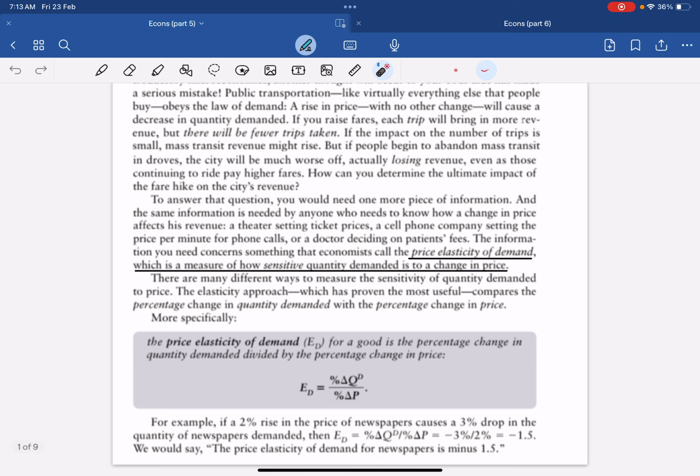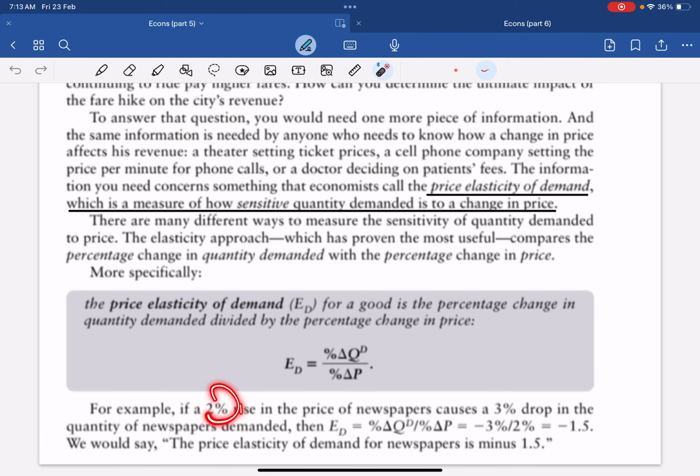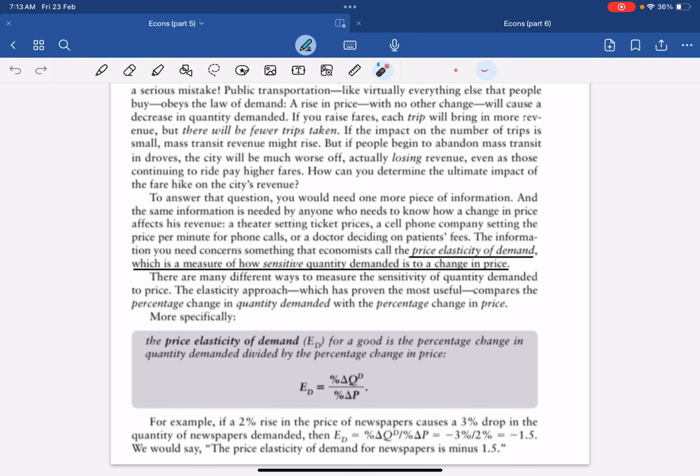One way of measuring the price elasticity of demand is the percentage change in quantity demanded divided by the percentage change in price. So for example, if you have a 2% rise in your price and a 3% drop in your quantity demanded, then it will be minus 3% over 2%, which is minus 1.5. So we say that the price elasticity of demand is minus 1.5.